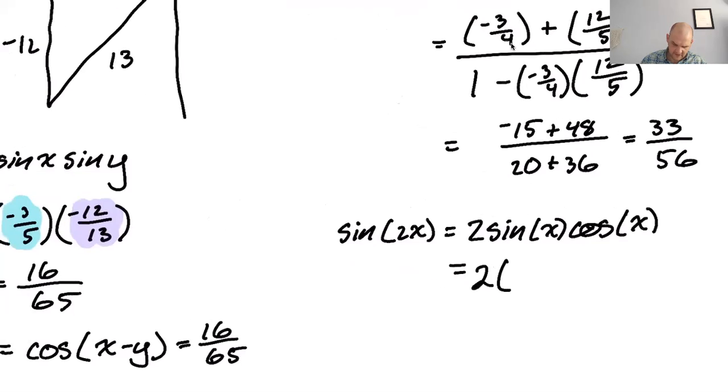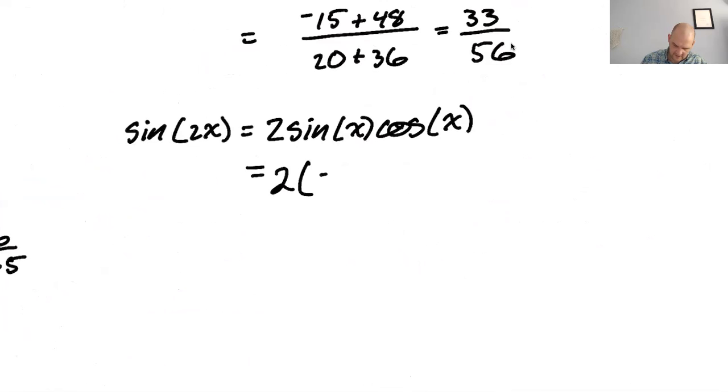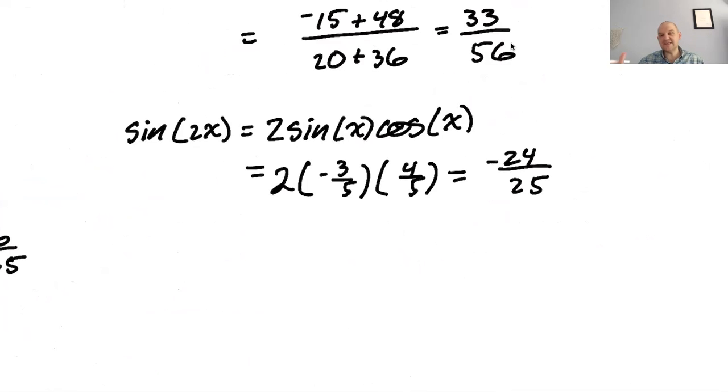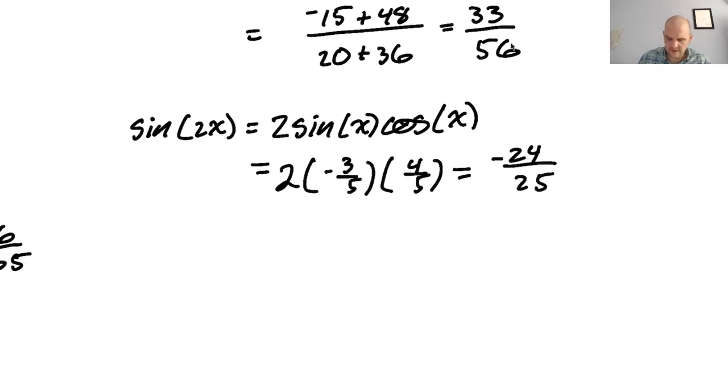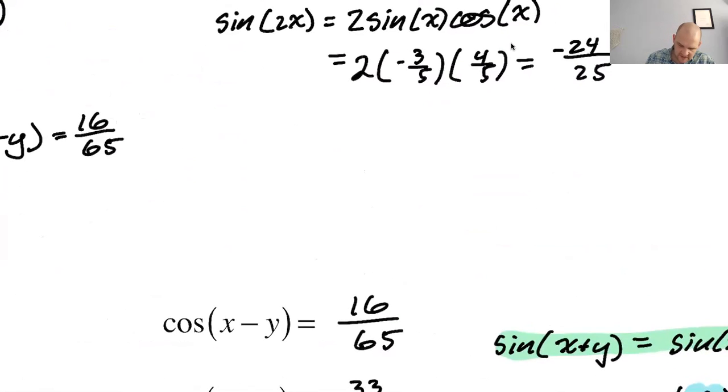All right, from our triangle, sine of x is this over this, and then cosine is this over this, so negative 3/5, negative 3/5, positive 4/5. So we get negative 24 over 25, which means that 2x is super close to something coterminal to 3 pi over 2, because the sine of 3 pi over 2 is negative 1. We're very close to negative 1 here, which doesn't help much, but I always think it's interesting to think of that. And then cosine of 2y.